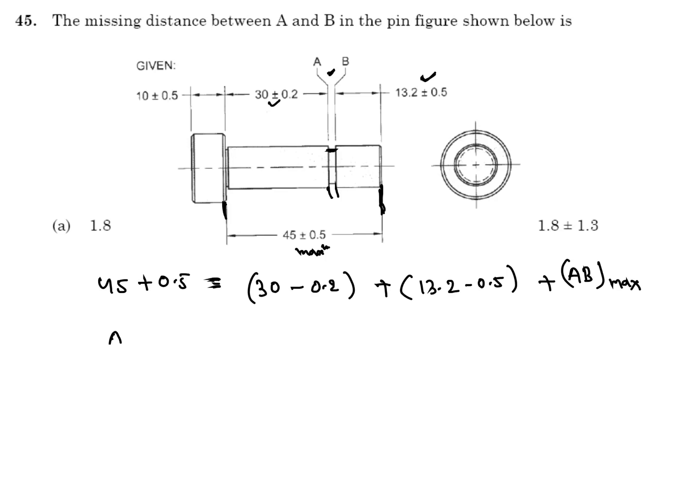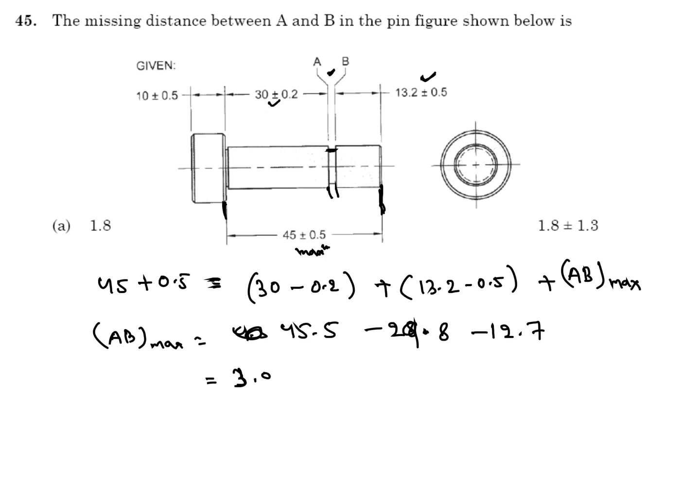So from here you will get the AB maximum value. AB maximum is 45.5 minus 29.8 minus 13.2 minus 0.5, it's 12.7. You will get 3.0.